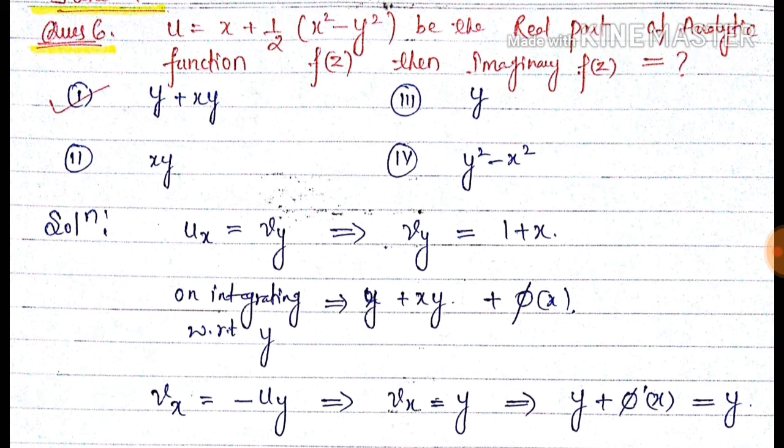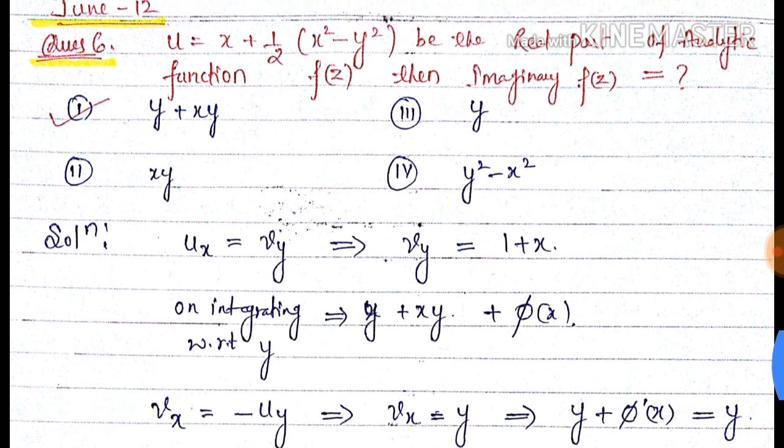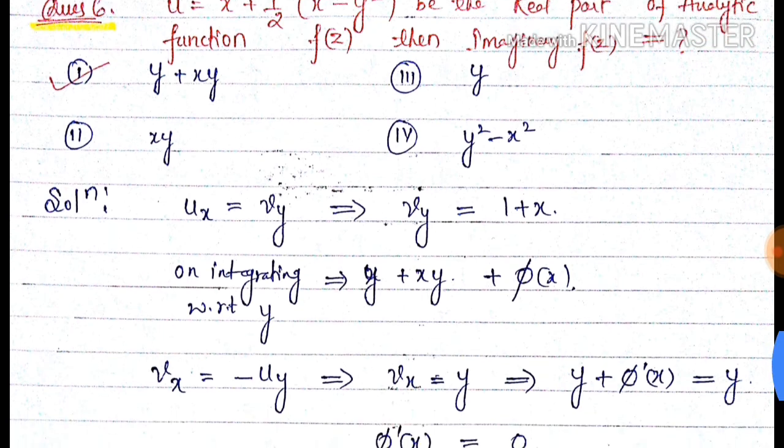u_x is equal to v_y. This is the first Cauchy-Riemann equation. So v_y we have to find, u is given. When we differentiate u with respect to x, what do we get? 1 plus 2x by 2. So 2 and 2 are cancelled. We get v_y is equal to 1 plus x. On integrating with respect to y, we get y plus xy.